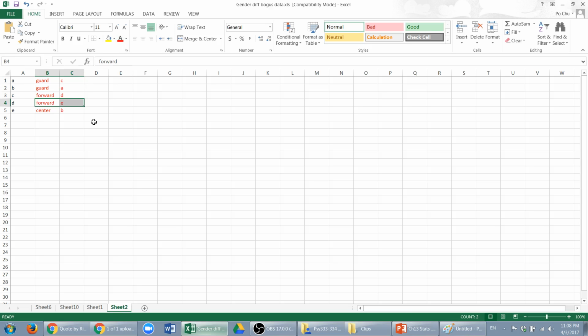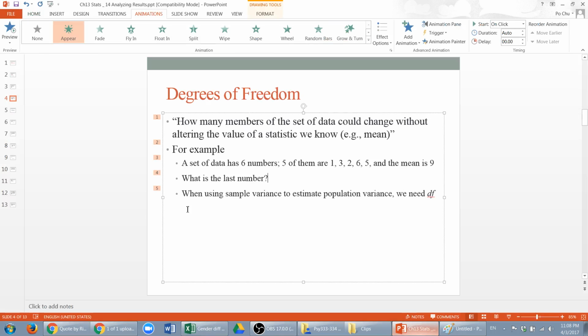So that's degrees of freedom. Among five, only four have the freedom to choose. The last one has no freedom. So degrees of freedom in this case is four. Actually, it's five minus one. That's four. So that's the degrees of freedom.